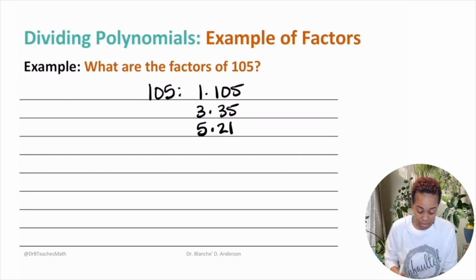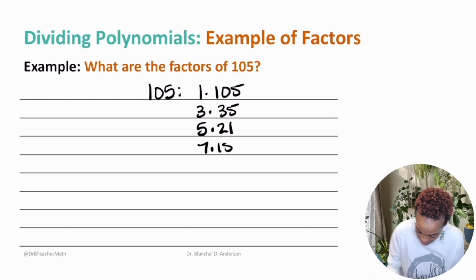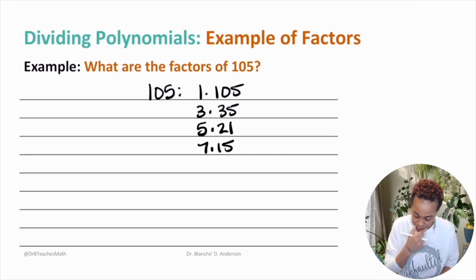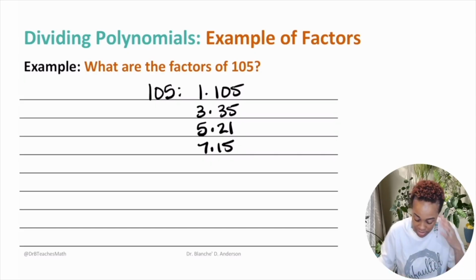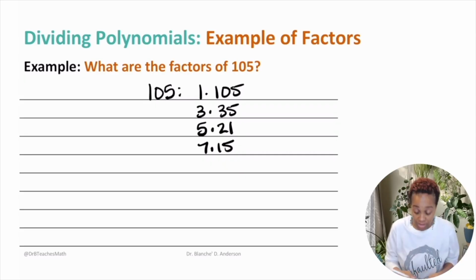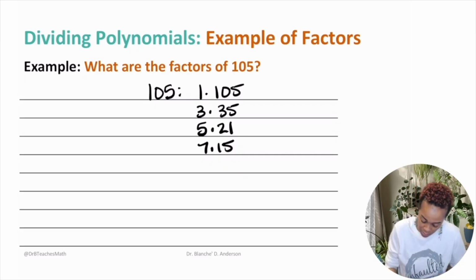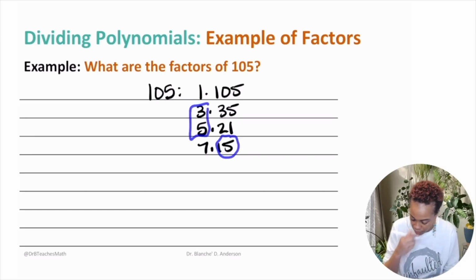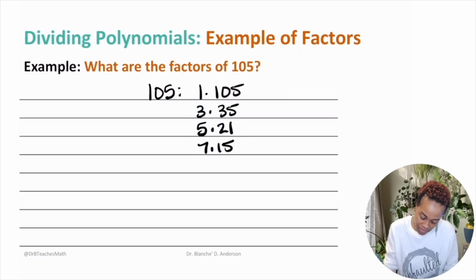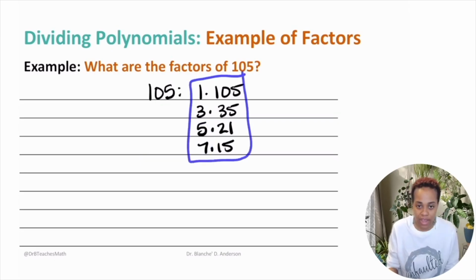7 times 15. I'm thinking that's it. It ain't gonna be 9, and it's not gonna be 10. So that's probably all the factors. And you're like, well, how do you know when to stop? Well, I'm looking at some of these numbers. 15, that's 3 times 5. And then 21, that's 7 times 3. And then 35, that's 5 times 7. So I'm pretty sure we found them all. These are all the factors of 105.